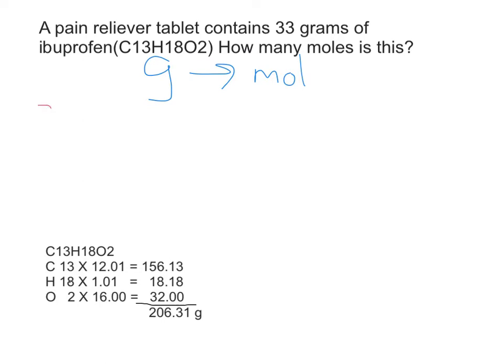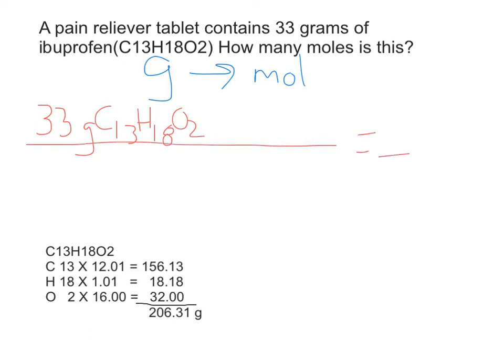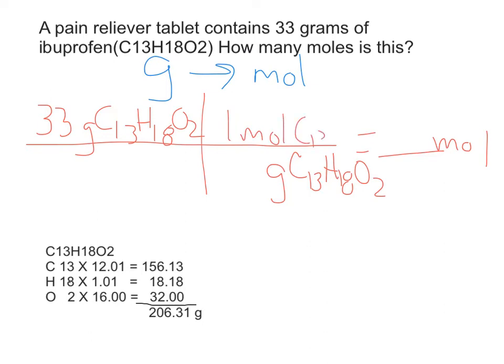All right, well, let's get to it. Always start with the given. 33 grams of C13H18O2. And you're going to be asked to change that to moles. Grams to moles. All right, we use our dimensional analysis. So if we have grams on top, we have to put grams on the bottom of the next fraction, and that would be grams of C13H18O2. And that will be how many grams are in 1 mole. Remember to always put 1 mole, and that's that substance on top.